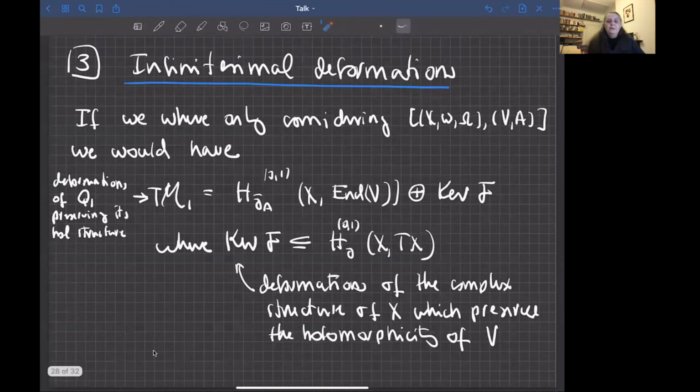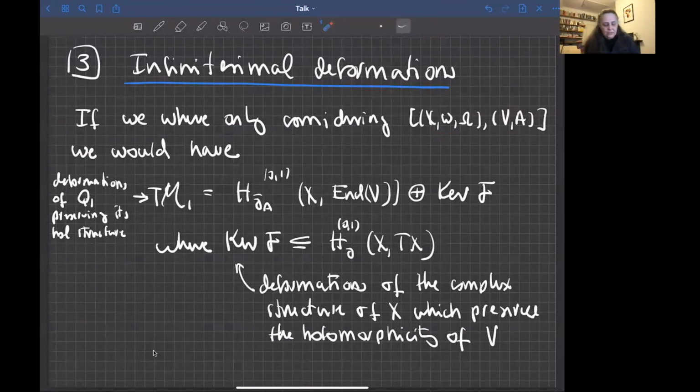So again, if you're familiar with the work of Atiyah on holomorphic bundles and deformations of holomorphic bundles, you will almost be able to guess what we're going to do. We're going to leave those ideas to the Strominger whole system. So again, let's suppose we were only considering a bundle on X.